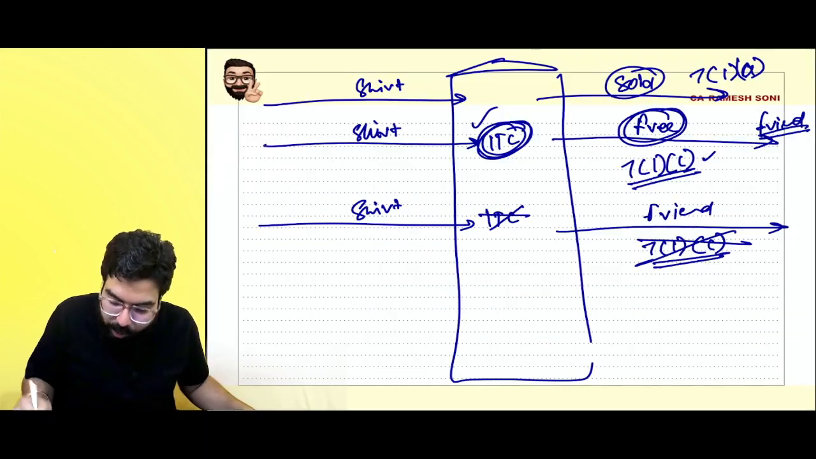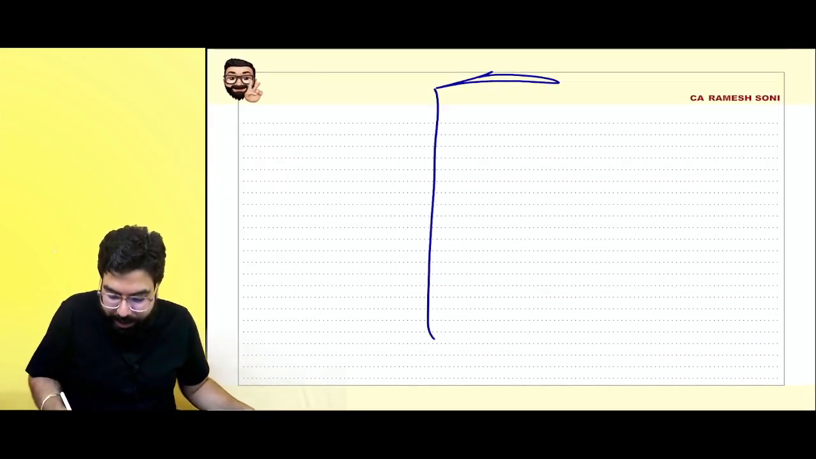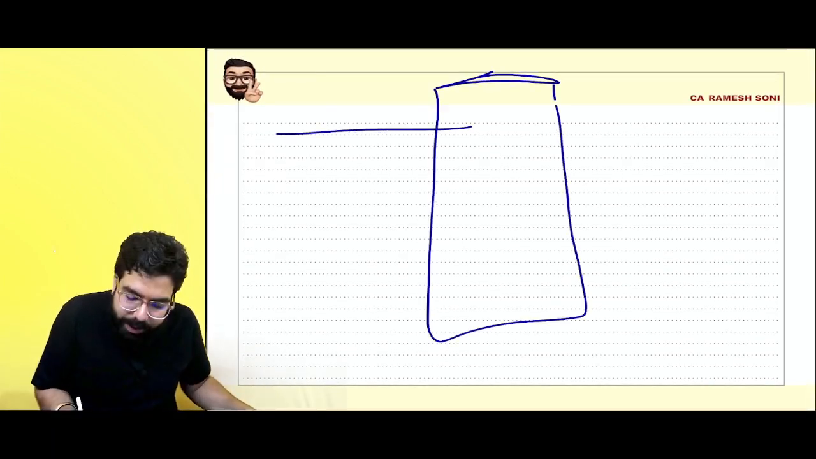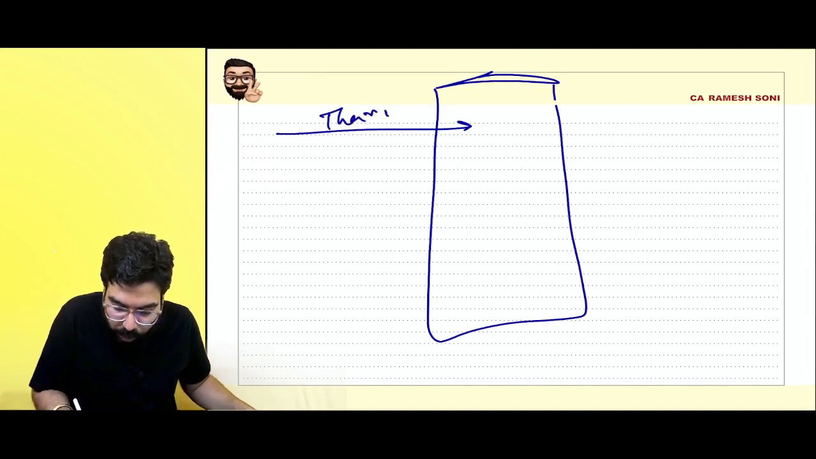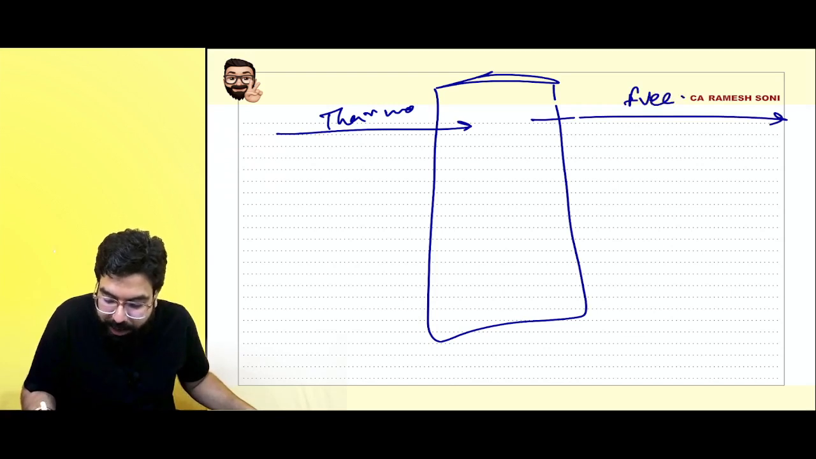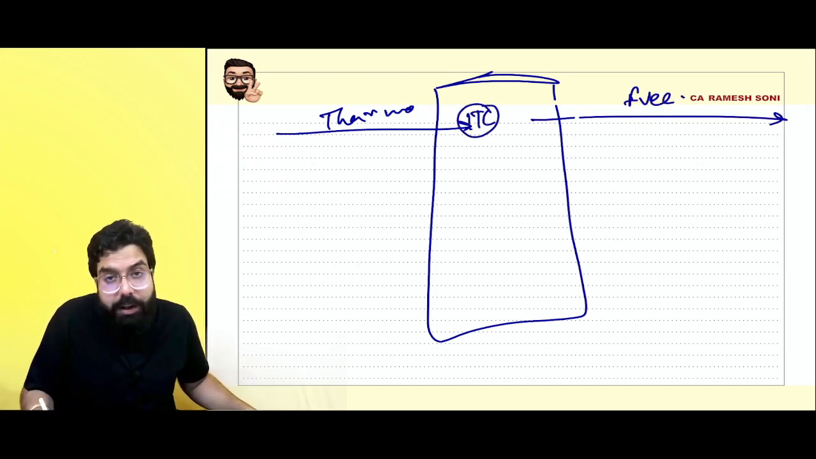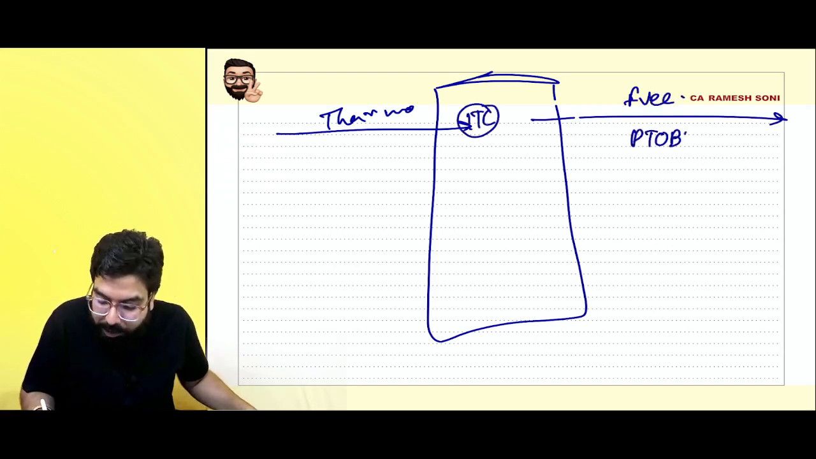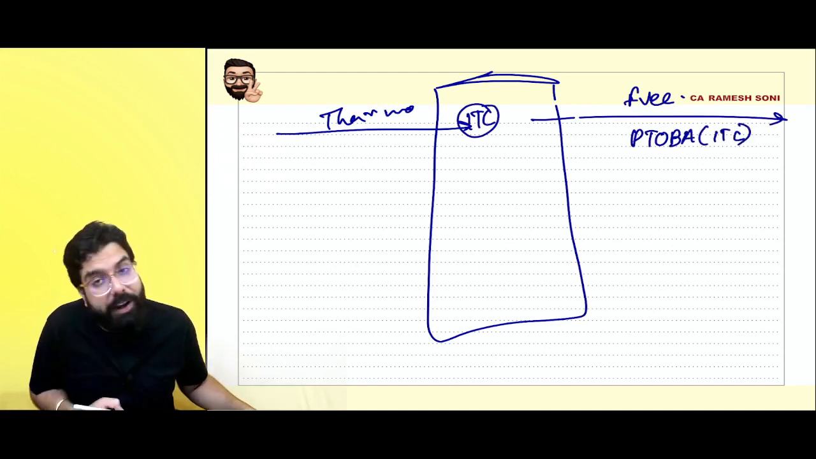Be very careful, everyone. For example, I bought a thermometer. I'm a pharma company and we gave the thermometer for free. We took the ITC on the thermometer, so it will be considered a permanent transfer of business asset on which ITC has been availed.